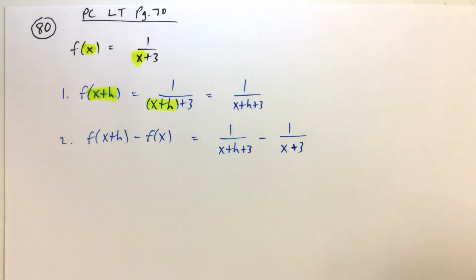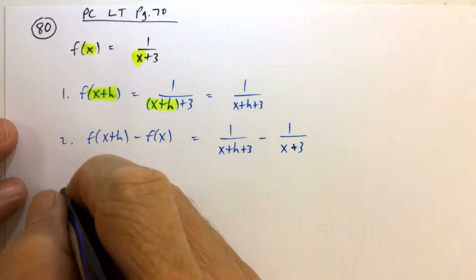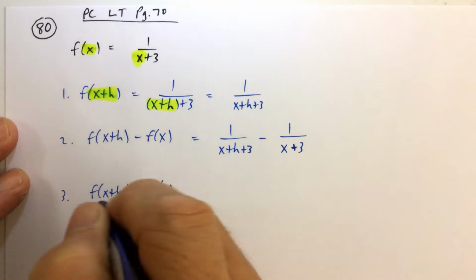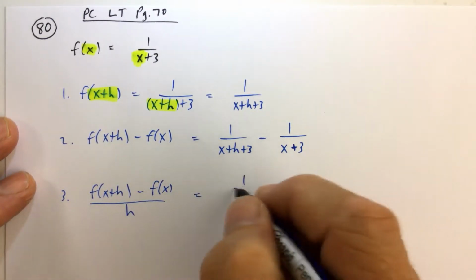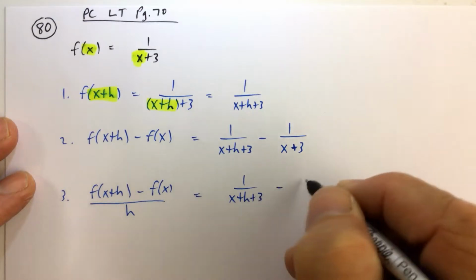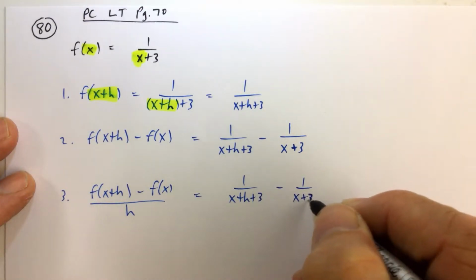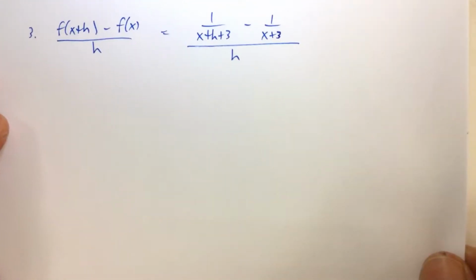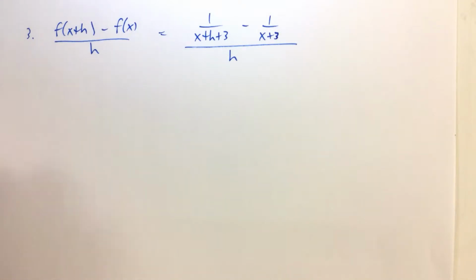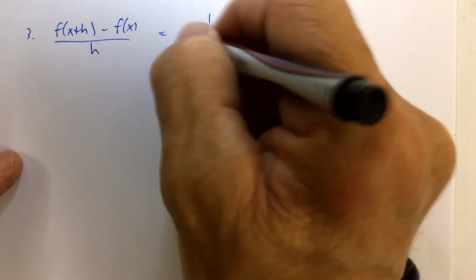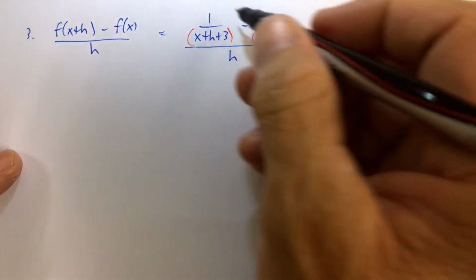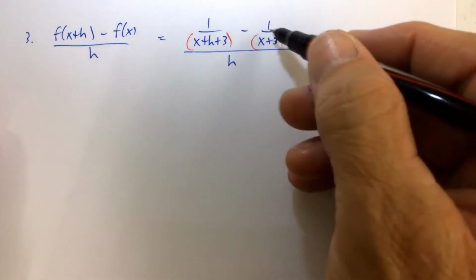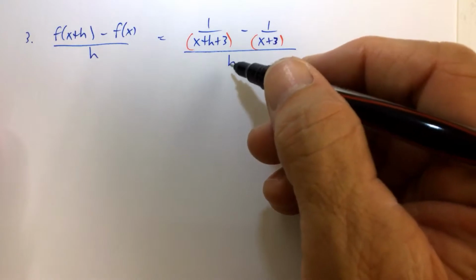We could simplify it now, or we could just go ahead and take that whole thing and divide by h. So let's go ahead and do that. It's going to give us one very complicated fraction. But I kind of like having it like this, because number one, I can do all my steps at once. Here we have what's called a complex fraction, a fraction that has fractions in it. Here we have two fractions in the numerator, and then we have this h down here.